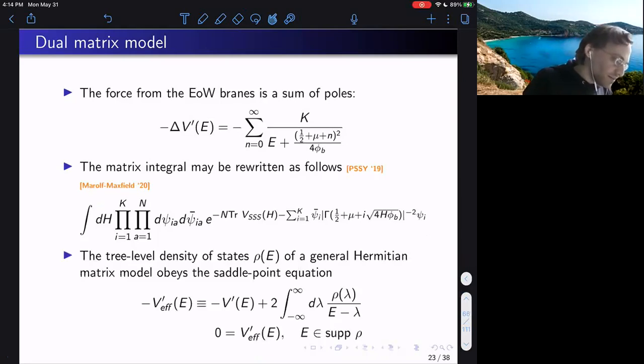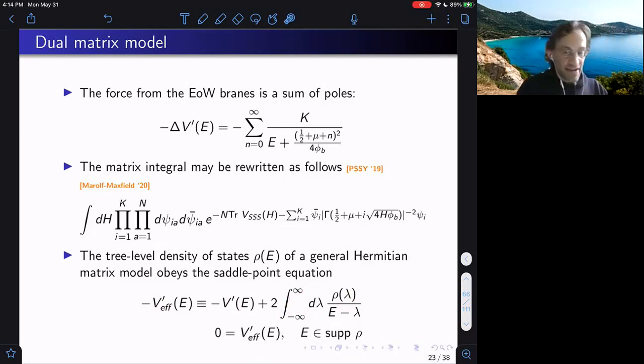Okay, so now just a quick fact about matrix models. The tree level density of states rho of E of a general Hermitian matrix model obeys the saddle point equation. I'll write that equation first by defining the effective potential, which just says that the effective force on an eigenvalue at some energy E is the sum of the force from the matrix model potential plus the force on the eigenvalue from all of the other eigenvalues. Again, I'm using this picture where the eigenvalues are like charges that exert a Coulomb repulsive force against each other. And then the saddle point equation for the matrix model is simply that the effective potential is constant on the support of the density of states.